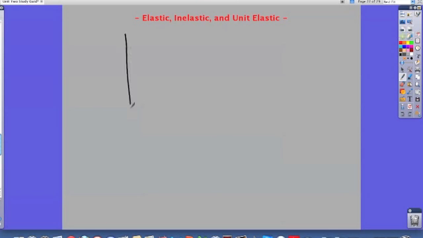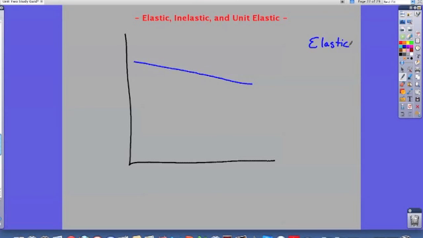So let's look real fast at elasticity. I'm not going to cover what elastic means, inelastic means, unit elastic means, because we've already talked about those. I'm going to show you real quick what the graphs look like. Okay, this blue line, this first flat line, usually is more elastic. Okay, remember it's not going to be a straight flat line. It will have some curve in it, but it's going to be more flat.